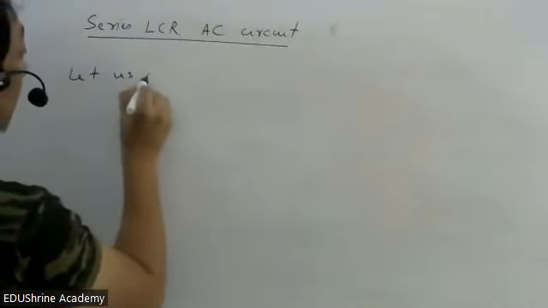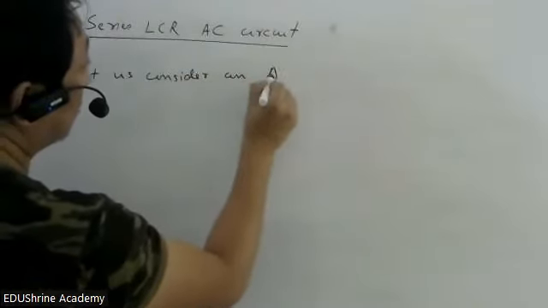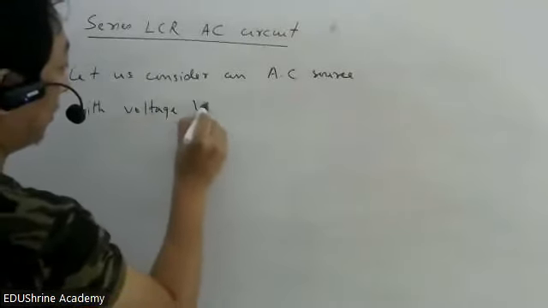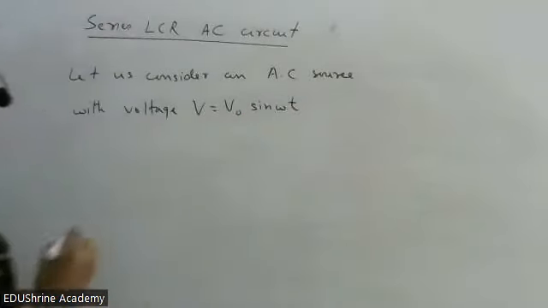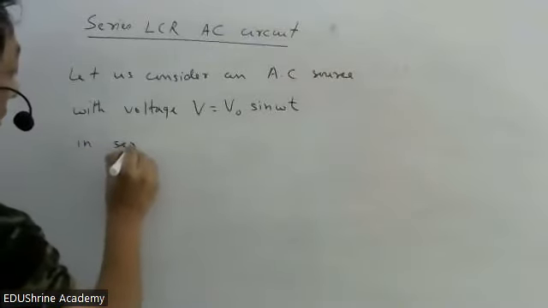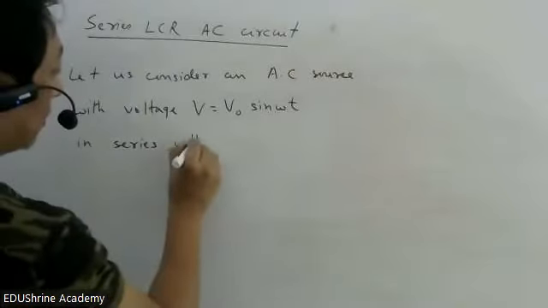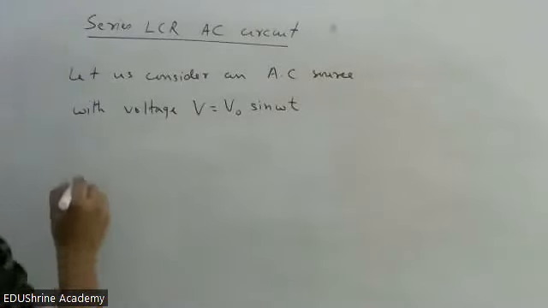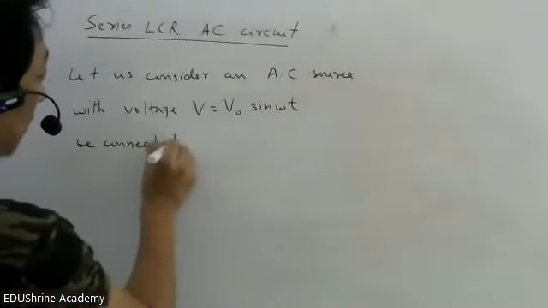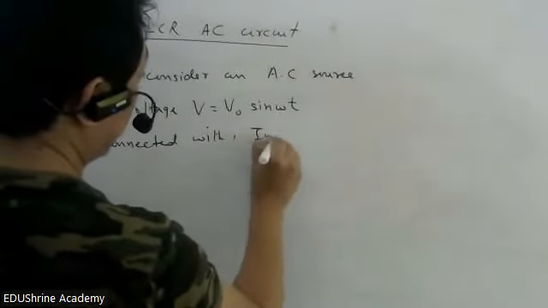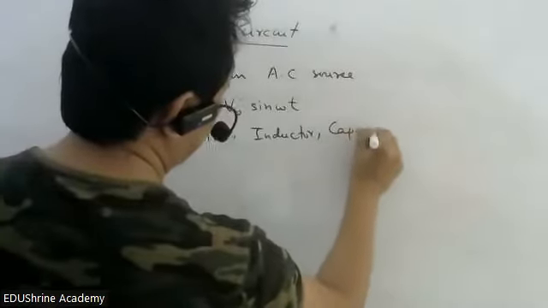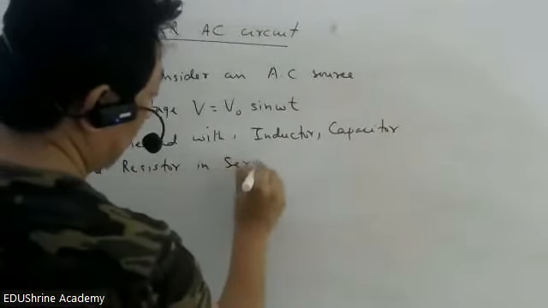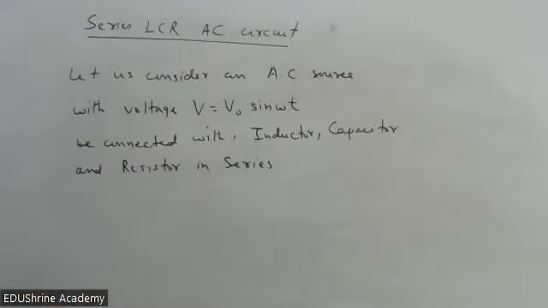So first we'll write, let us consider an AC source with voltage V equal to V naught sin omega t be connected with inductor, capacitor and resistor in series. Okay. So V naught is the amplitude of the applied voltage.